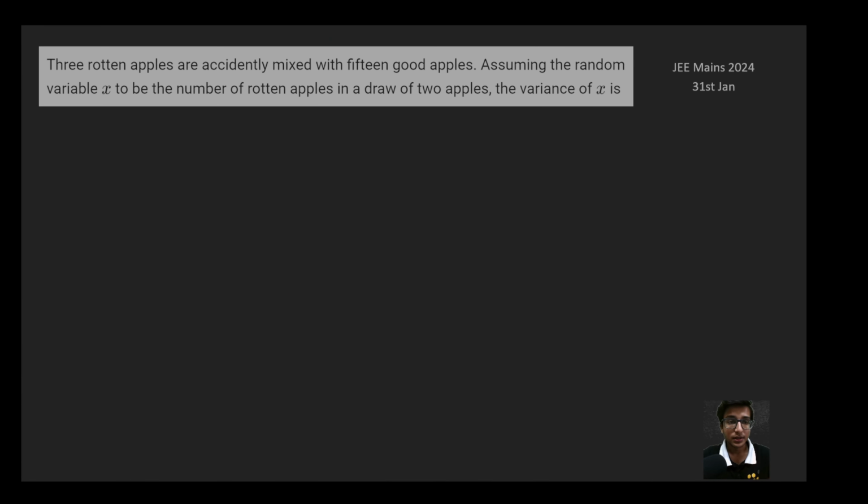3 rotten apples are accidentally mixed with 15 good apples. Assuming the random variable x to be the number of rotten apples in a draw of 2 apples, the variance of x is. So we have 3 bad apples, and we have 15 good apples. Now we have been told that we have to assume the random variable x to be the number of rotten apples.